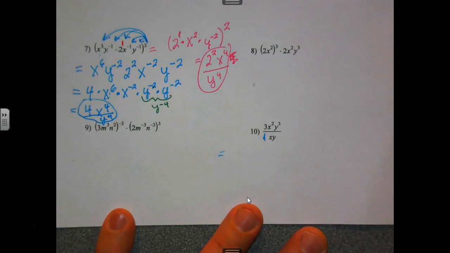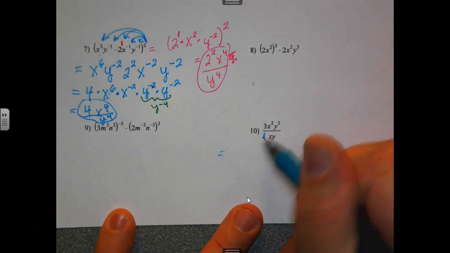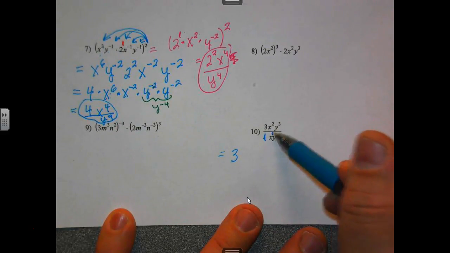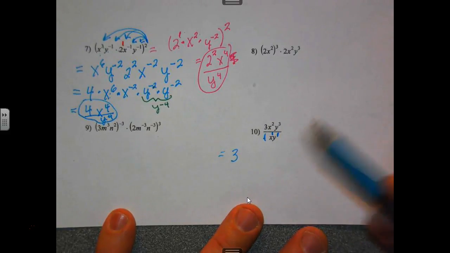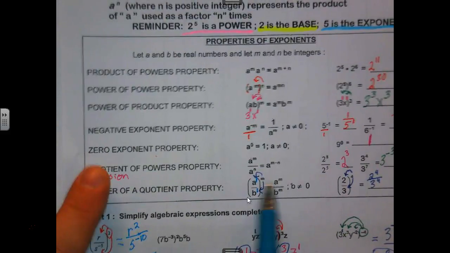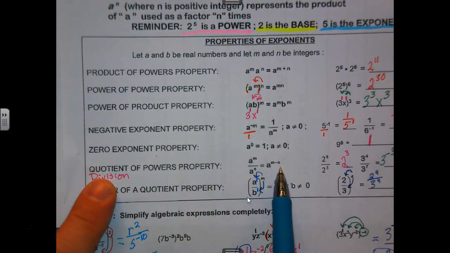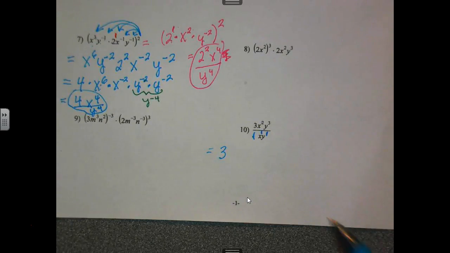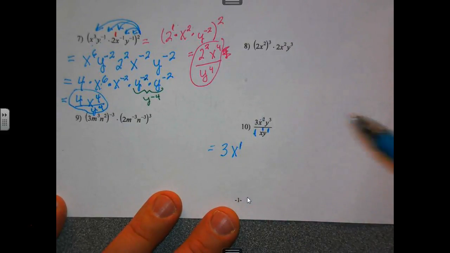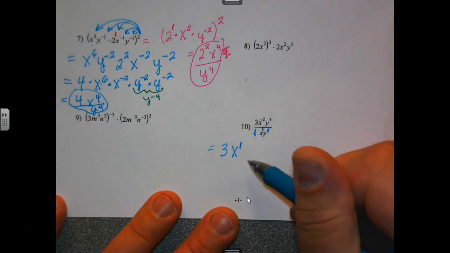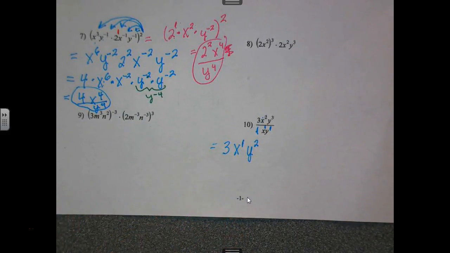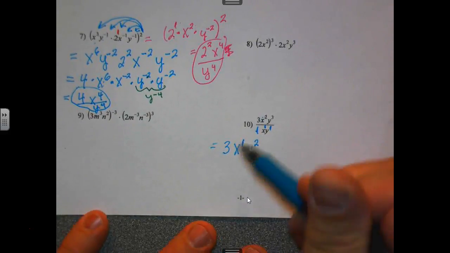there's a 1 on the bottom. So I have 3. And then I've got x to the 2. These are exponents 1, right? So I have, if I look at my property sheet, okay, same base, I'm going to subtract my exponents. So I have x to the 2 minus 1, which is x to the 1, and y to the 3 minus 1 is y squared. I don't have any negative exponents, so I'm done. Okay.